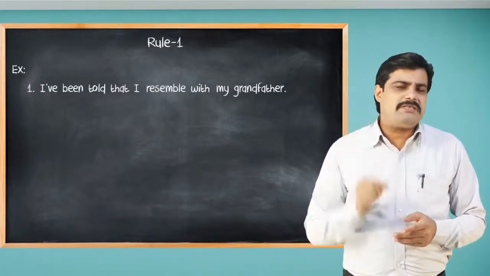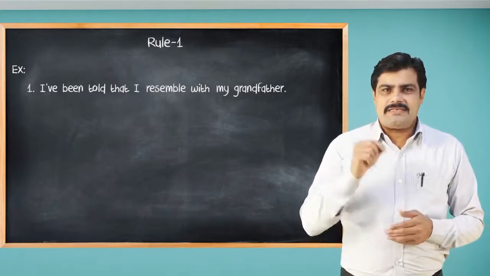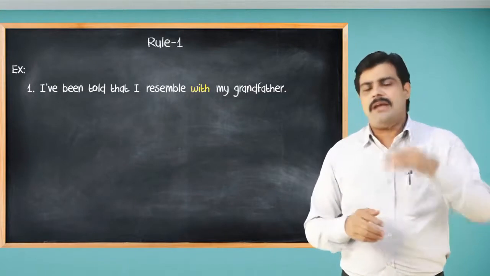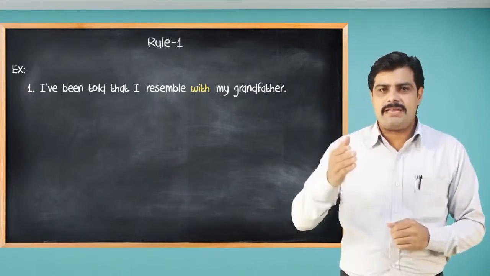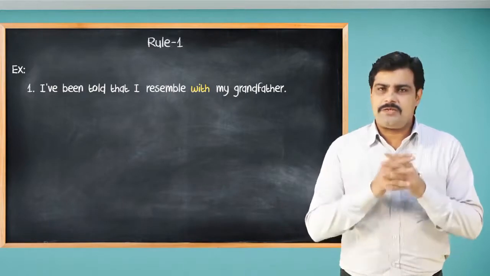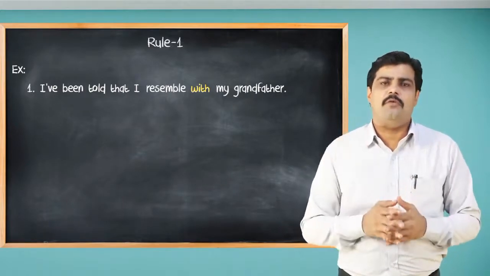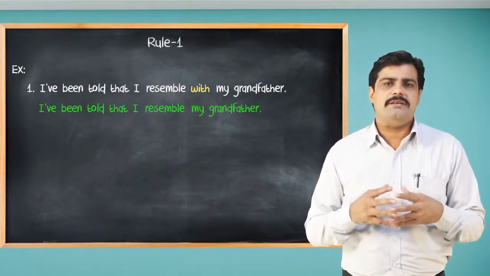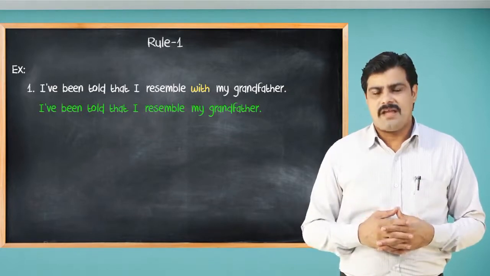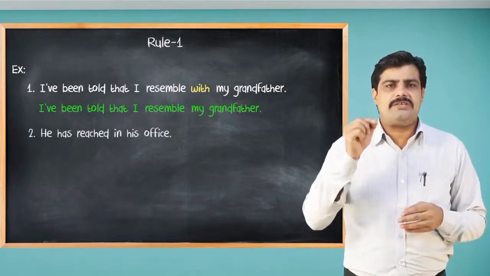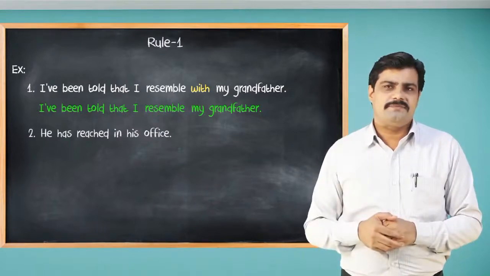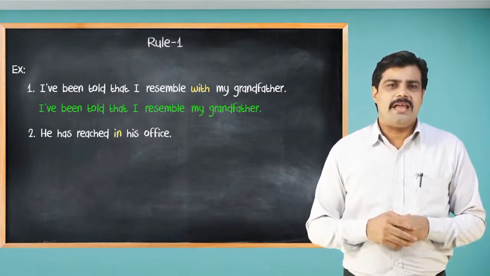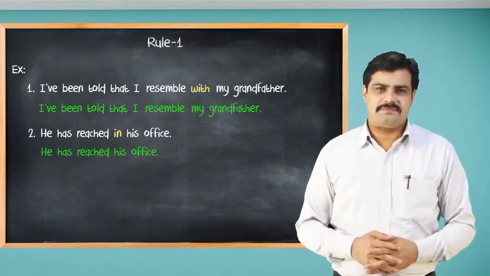Now, what is the mistake in this sentence? In this sentence, the verb resemble doesn't require preposition after it. We have already gone through the rule. So erase with. Here is no requirement of the preposition with. Say the sentence as, I have been told that I resemble my grandmother. Let's take the another sentence. He has reached in his office. The preposition in is wrong here. Erase it and say the sentence, he has reached his office.